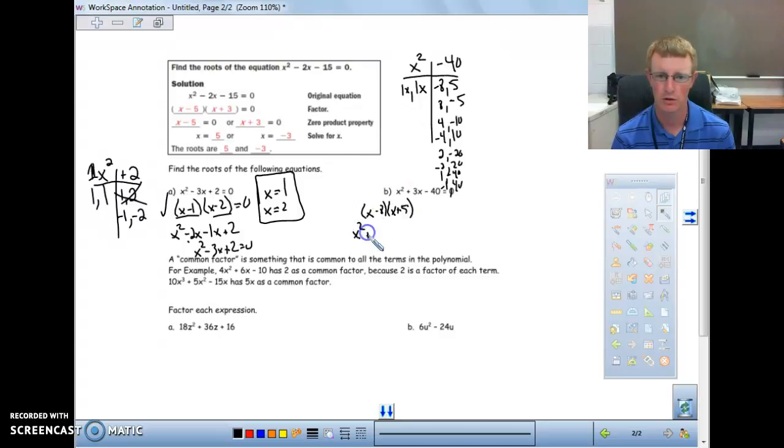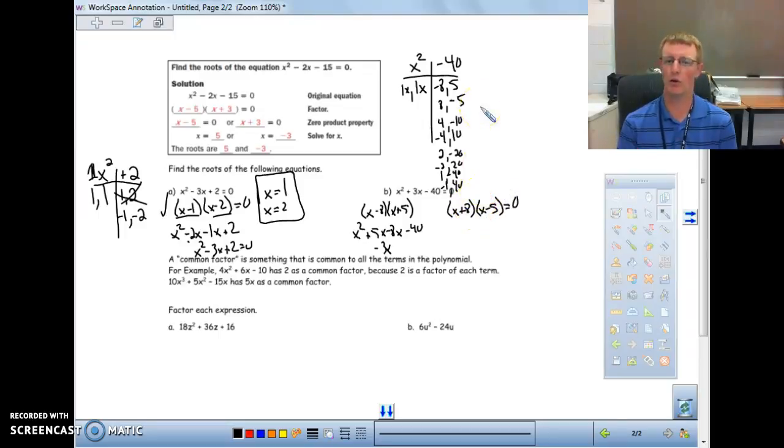X squared plus 5x minus 8x minus 40. And you should be able to see from the middle that we're going to get a negative 3x in the middle, and we need a positive. So right away, as soon as you see that it's negative instead of positive, just flip the signs. Put a plus here, put a minus there, and you know that that will work every single time. So x plus 8, x minus 5 is going to work.